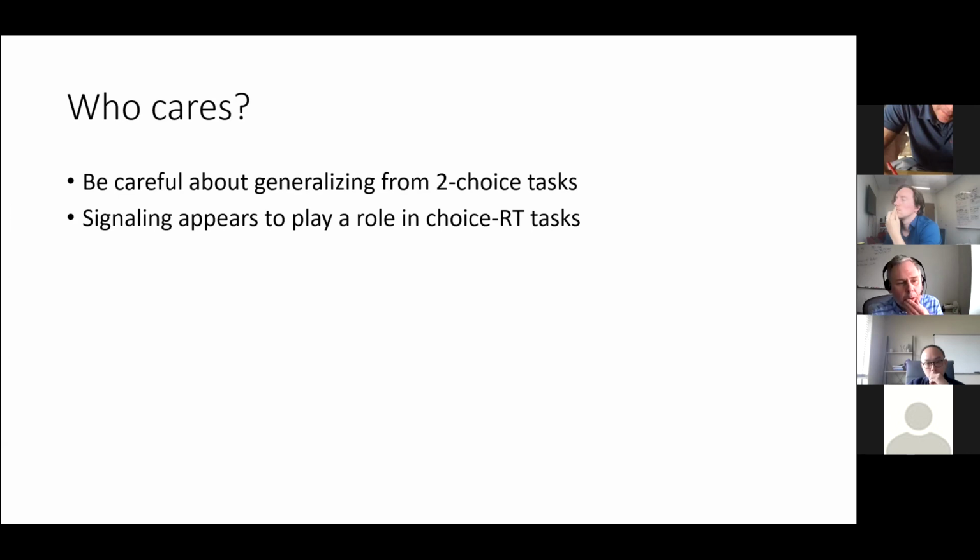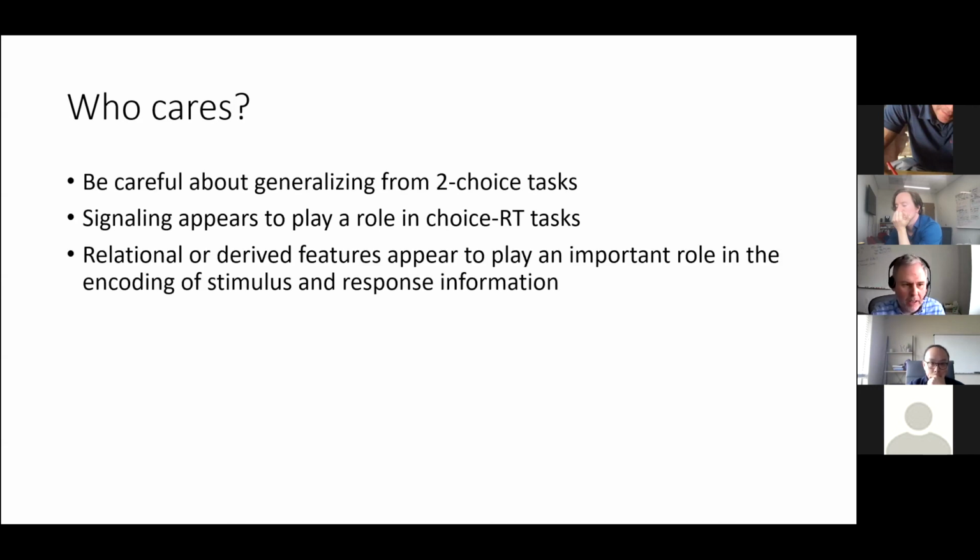The other important point is that signaling appears to play a large role in choice RT tasks, and I still use choice RT tasks a lot, so I want to understand what the underlying representations look like. The idea that subjects are using a change or a repetition of a stimulus feature to drive their behavior, maybe more than the actual color or actual feature itself, seems to have wide-ranging implications that we might talk about later.